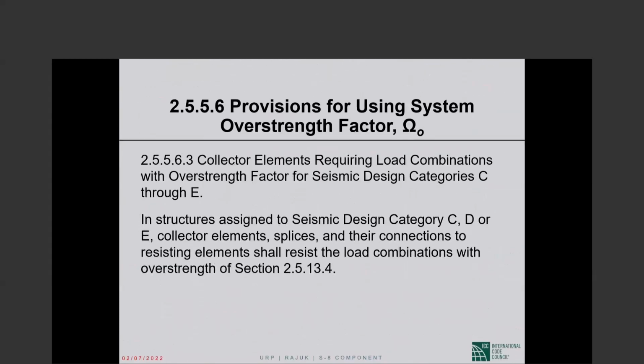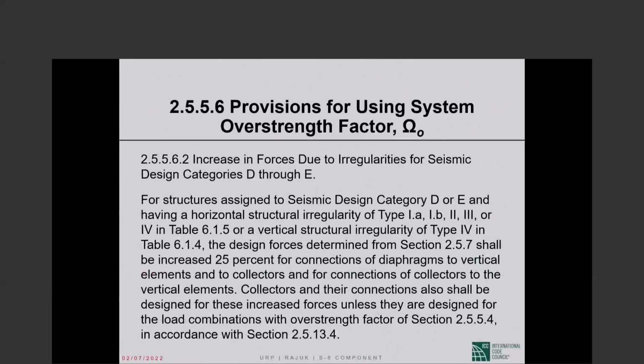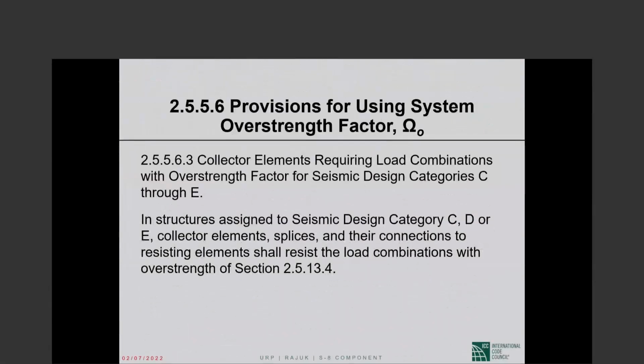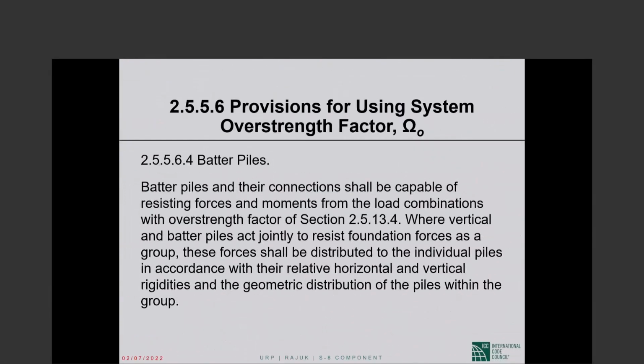Actually, this is much more so. Section 225, I will discuss later, and when I do, I will refer back to the section of BNBC. I will tell you that this is what I kind of skipped. This tells you to design the collector elements using load combinations with overstrain factor.